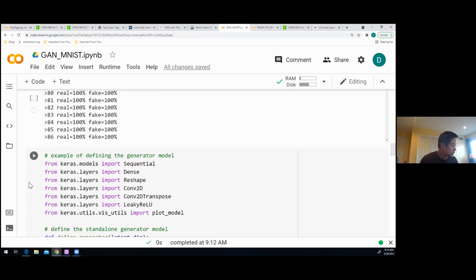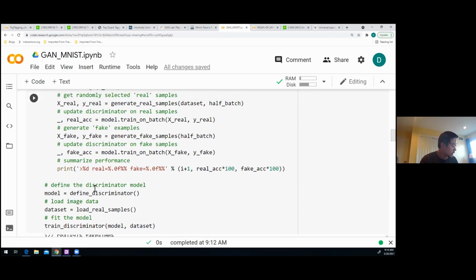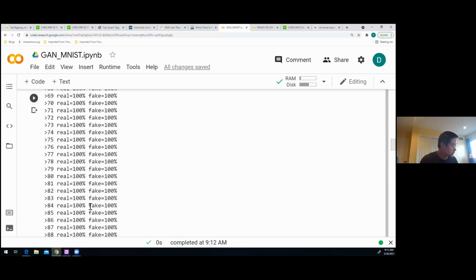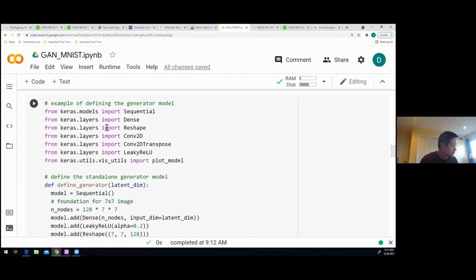Okay, so that's not very illuminating. It's just sort of setting up some of these training loops and things. Now we come to the generator.